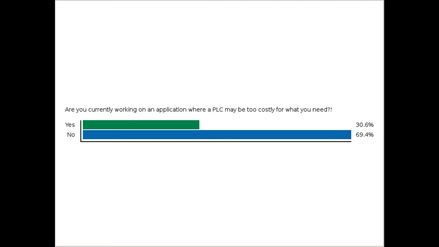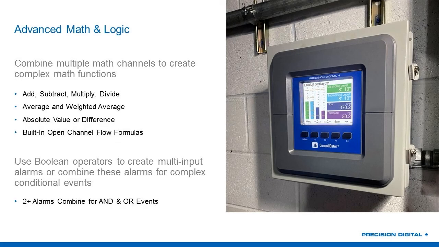So that's really great. All righty, let's move on to another topic here, the advanced math and logic that I mentioned earlier. As I mentioned, this device does have math functions. You can take the value of two channels and add them together, or subtract them, multiply, divide, whatever it is that you want. We can do basic arithmetic. We can also do average readings and weighted average. Basically, let's say you have 5 tanks and you want to know what the average level is, we could do that. But we also have weighted average.